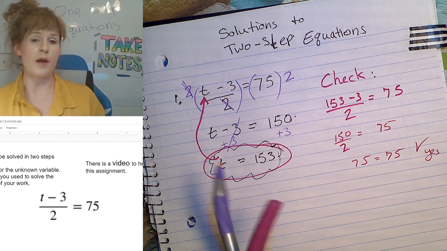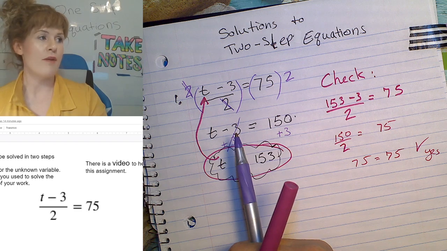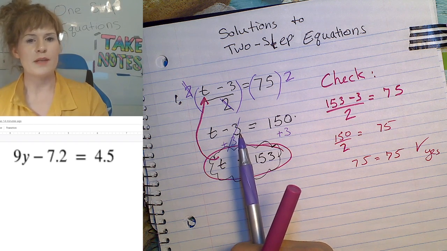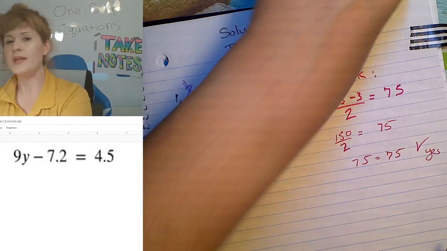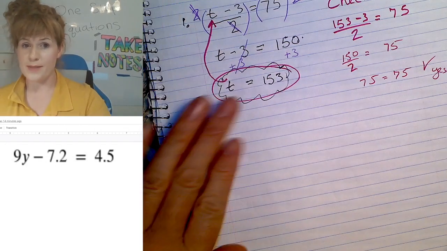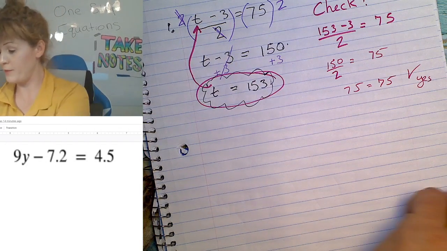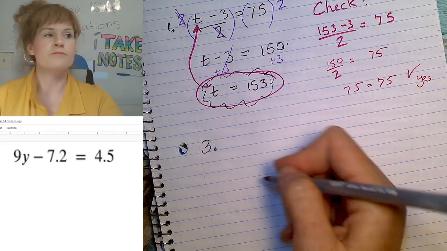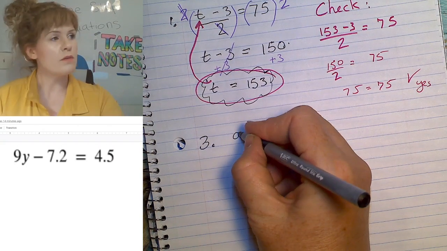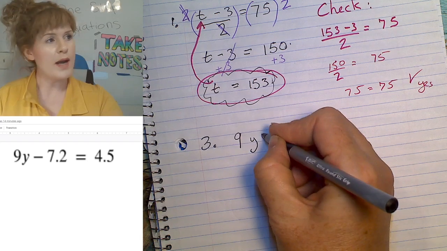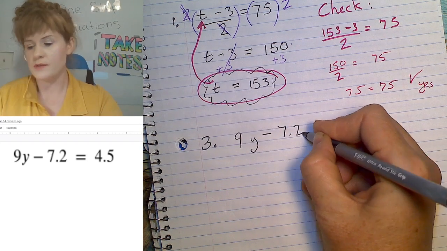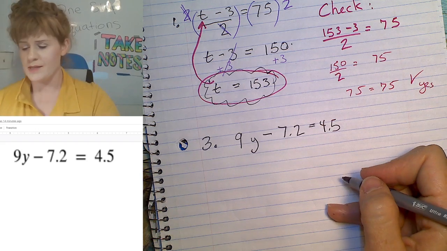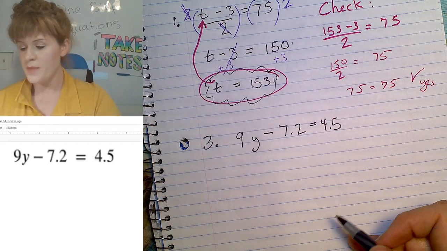Let's try another problem, but I'm not going to show you every problem in the homework. I'm going to skip one. So now the next one is here. In your homework assignment, though, that's not the next problem. You better figure that out. This is actually number 3. And the equation is 9y minus 7.2 equals 4.5. But hey, this is easy. You're getting good at this now.